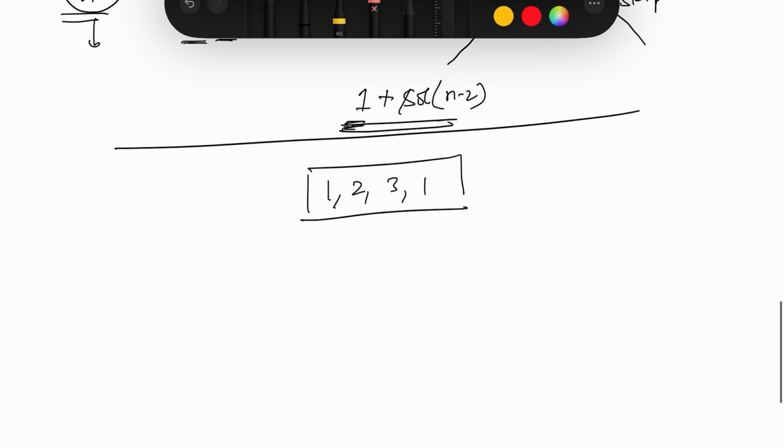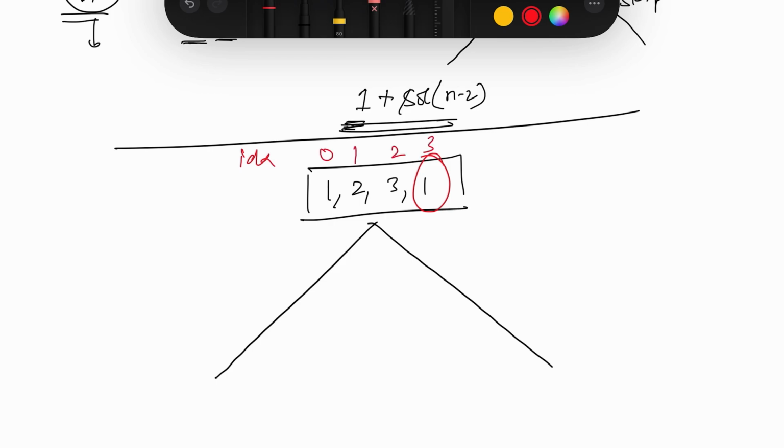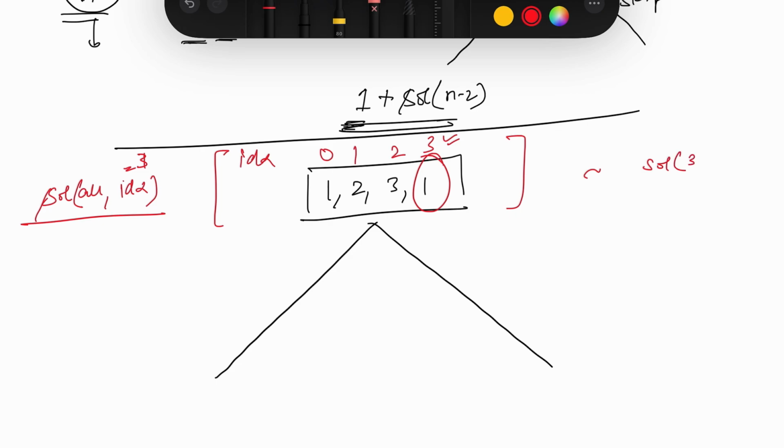1, 2, 3, 1. So this is our bigger problem, and we are starting from here. Let's say this is our index 0, 1, 2, 3. 3 is the index. So what is this? This is going to give us the solution of this function call, solution with the array where index is equal to 3, equivalent to solution of 3, the solution from the 0th house to the 3rd house inclusive. So we are at index 3. We have two possibilities: either we rob this house or we skip this house.